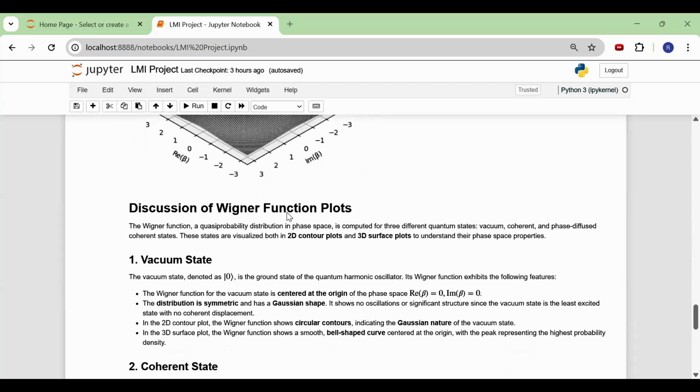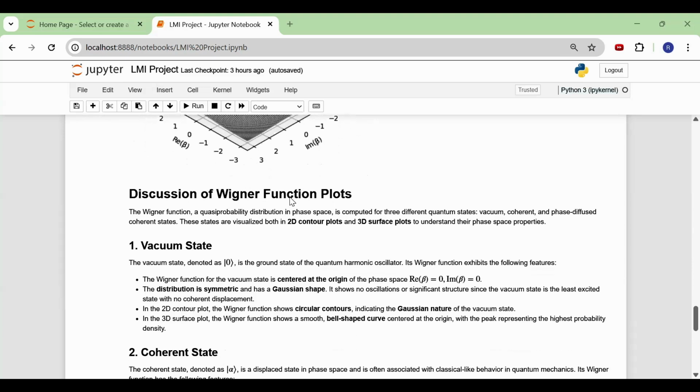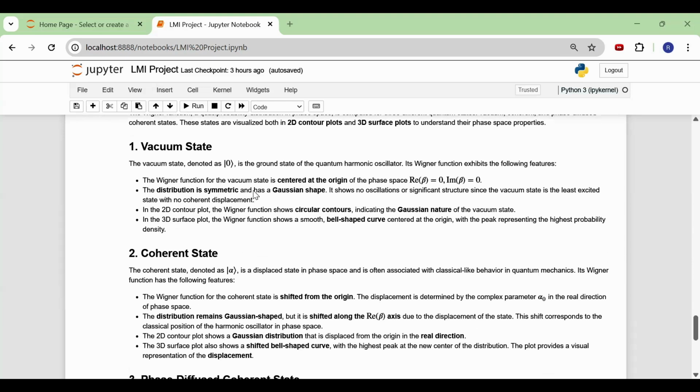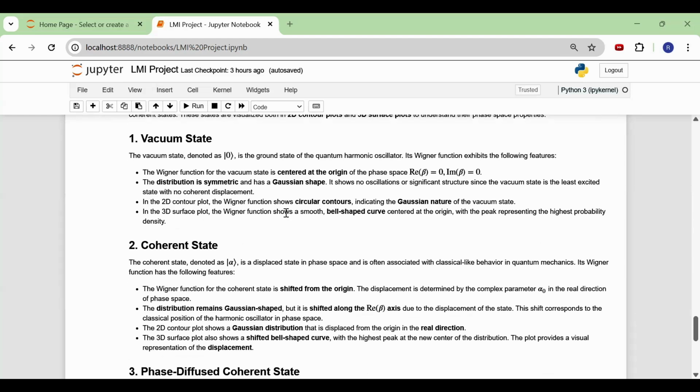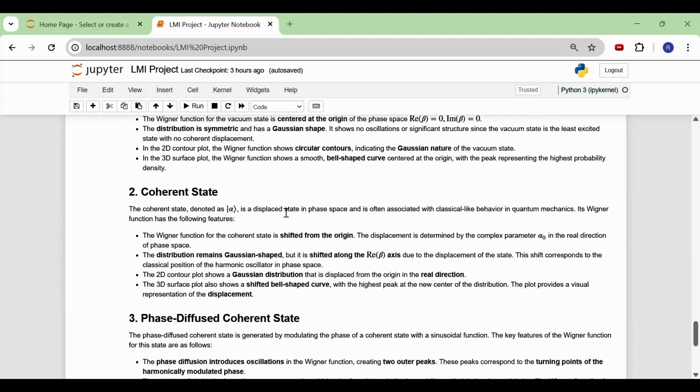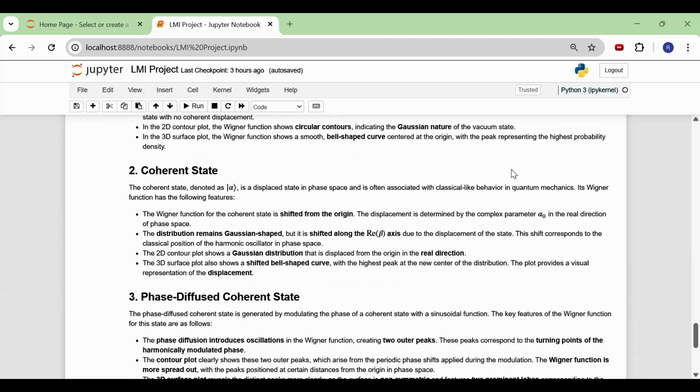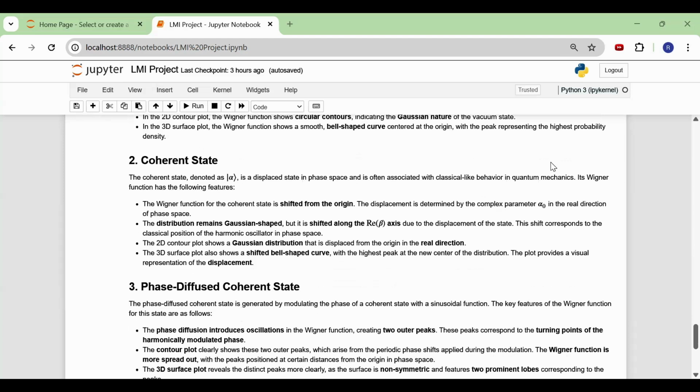Now, discussing the plots which we get: the Wigner function of the vacuum state is centered at the origin in phase space, and in 3D the distribution is symmetric and has a Gaussian shape. It shows no oscillation or significant structure, since the vacuum state has the highest probability density.